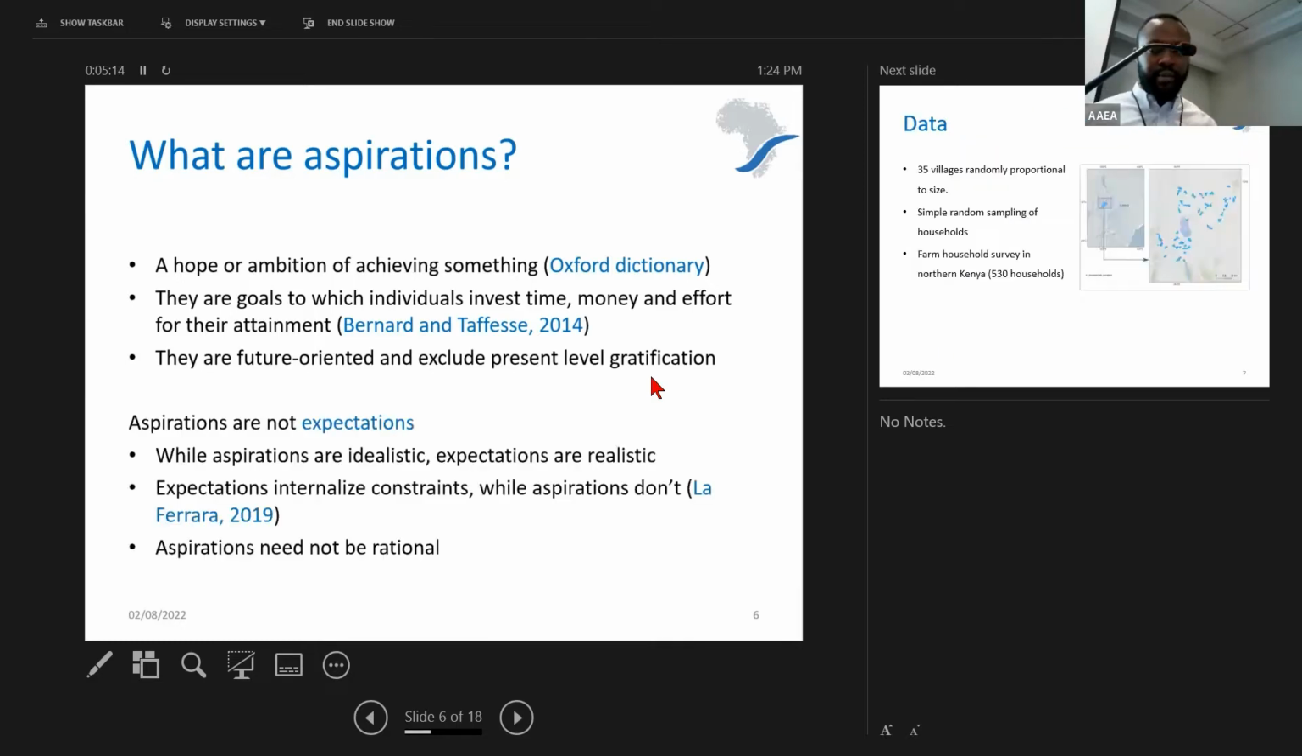And the next level of differentiation is that aspirations are not expectations. Aspirations are more idealistic, while expectations are more realistic, enveloping a lot of beliefs and probabilities. So aspirations are more about the possibilities, while expectations are about the probabilities. As La Ferrara highlighted, expectations internalize constraints, but aspirations do not. And as economists, if we have this kind of constraints, then we say aspirations need not be rational.